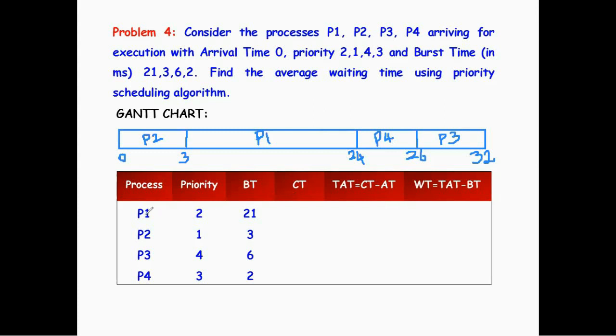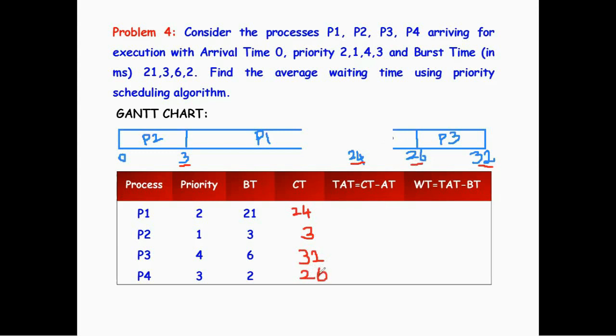For P1, the completion time is 24. So here let us take the time as completion time is 24 for P1. Then the completion time for P2 is 3. So here it is 3. For P3 the completion time is 32. So let me note here as 32. The completion time for P4 is 26. So here let me note as 26.